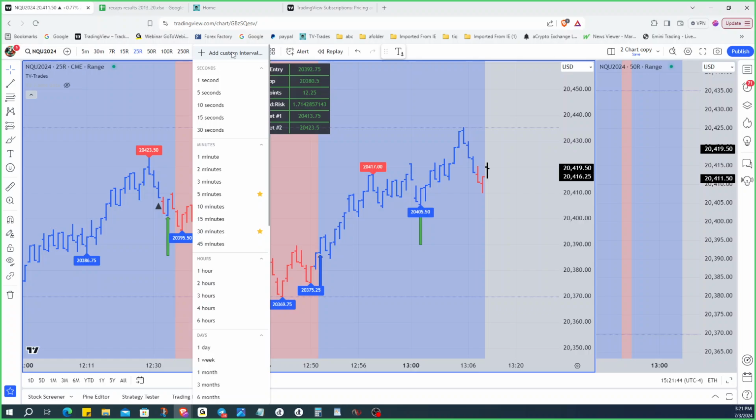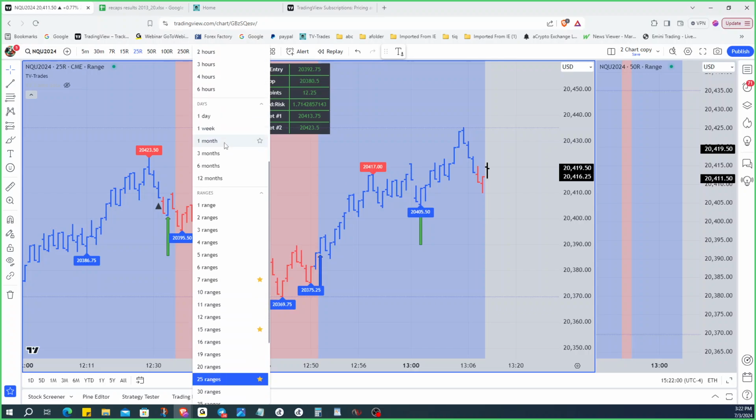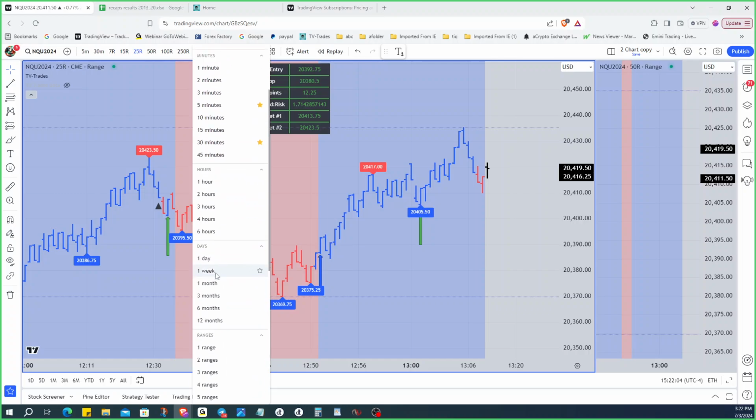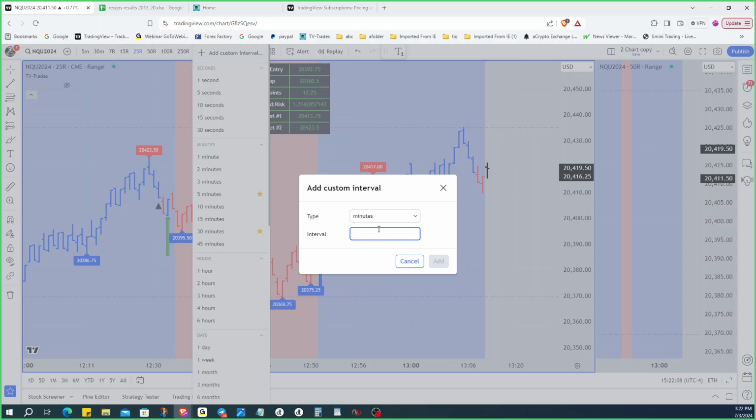Now this is something else that you will not be able to do with the free version. You can do it with the $14 version, the Essential, the Plus, and anything above the Essential. Below that, you won't be able to add custom intervals on the free version. But you see I have all these different ranges down here that I added for various reasons. But you just click on Add Custom Interval, and in here choose whatever you want.